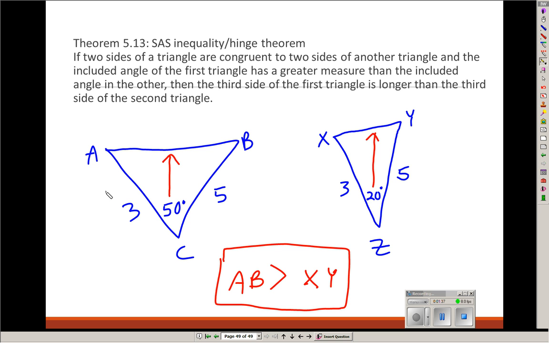Now the way this works, you have to have two pairs of congruent sides. We've got 3 and 3, we've got 5 and 5. Then look at the hinge angle. That's why it's also called the Hinge theorem. If you had this hinge where it's opening up bigger to 50 degrees, and then imagine like you're closing a door a little bit. Close the door down to a 20-degree angle, and then this gap, it's bigger when it's across from the bigger angle. That's the Hinge theorem.